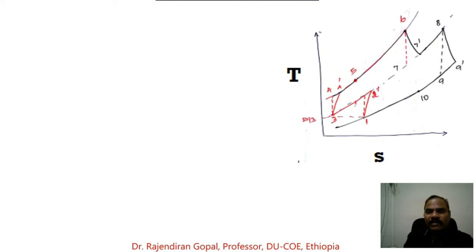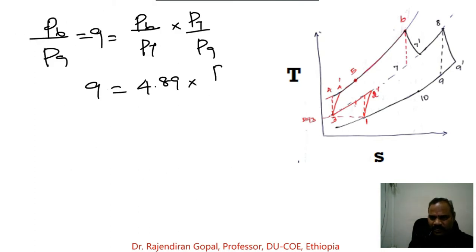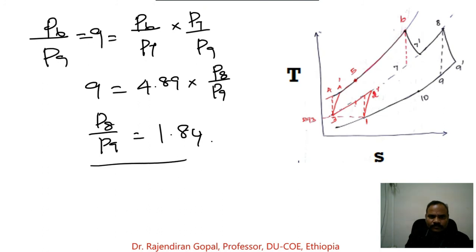And the overall pressure ratio is given, that is P6 by P9 is equal to 9. And this can be written as P6 by P7 multiplied by P7 over P9. That is equal to 9 is equal to P6 by P7, 4.89, multiplied by P7 is equal to P8, P8 by P9. P8 by P9 is equal to 1.84.